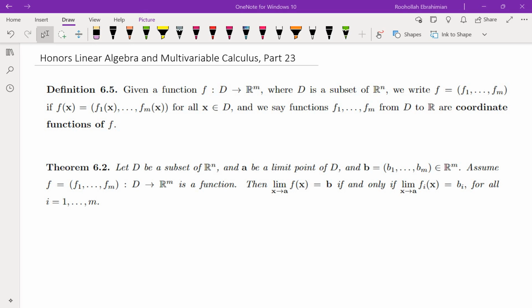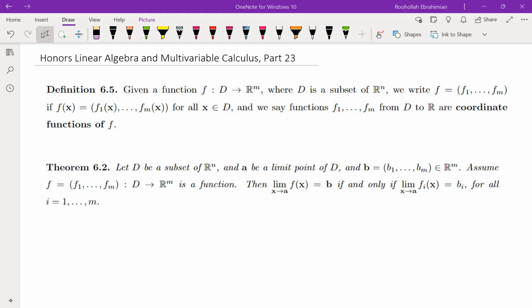Hello, in this video we're going to continue our talk about limits, and then we're going to talk about continuity. So if you recall, last time we defined the limit of a function at a limit point using epsilon-delta. So here is one definition.